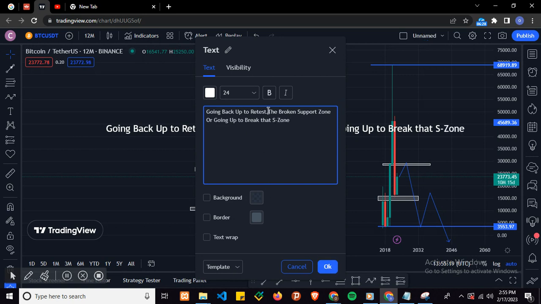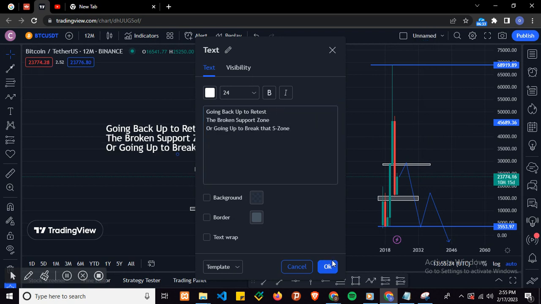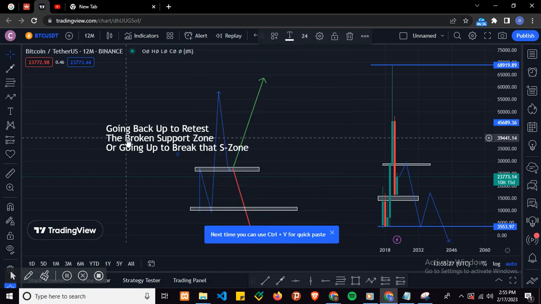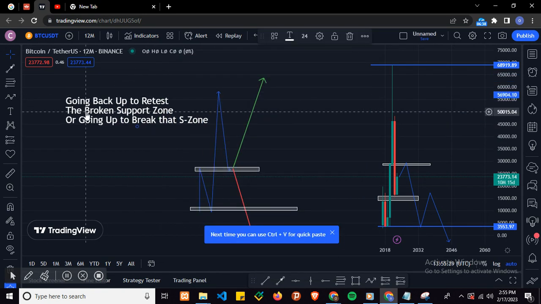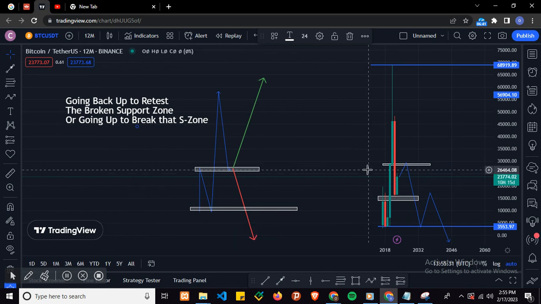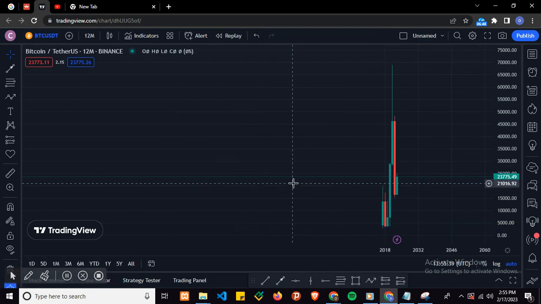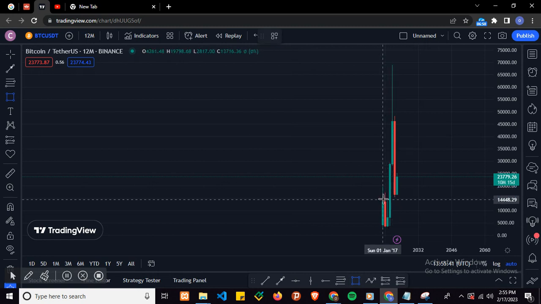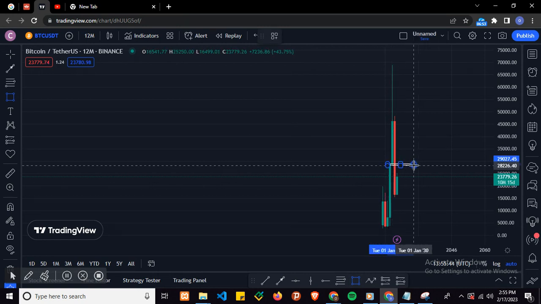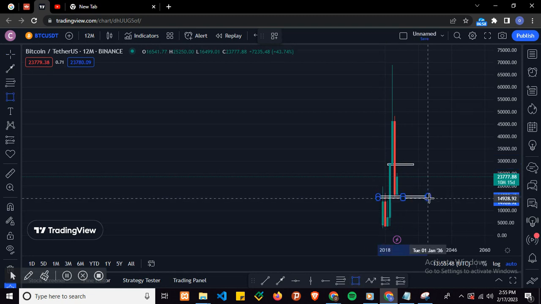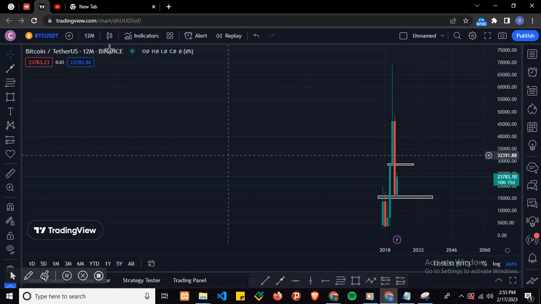So let me press one, enter, and enter. So that's it. So let's see what's happening on the 6 months time frame. So we have something like this, boom, boom, boom. Now let me delete everything here. Remove your drawing. So now I think this. Let me draw one like this and draw another one like this. Then go to the 12-month time frame to see if these two zones are valid like this.